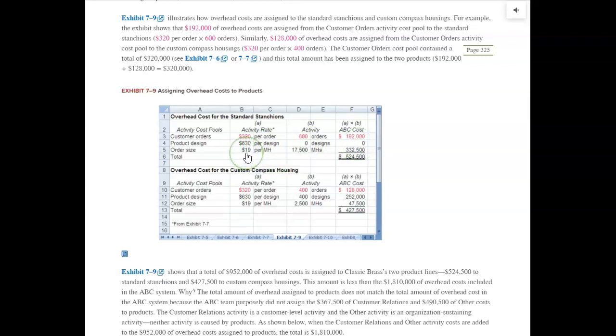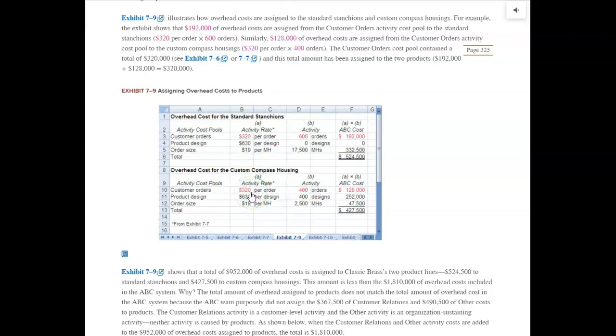These require $19 per machine hour. We use 17,500 machine hours in total, so $332,500. So of the overhead, the manufacturing and the non-manufacturing overhead, we apply $524,500 to this product. The second product, we had 400 orders.